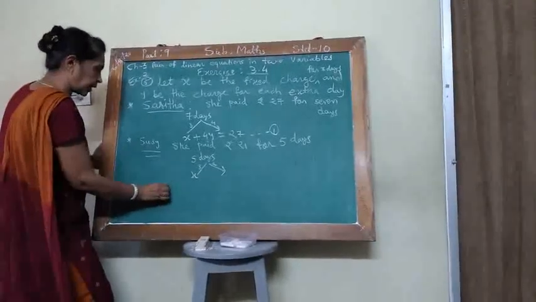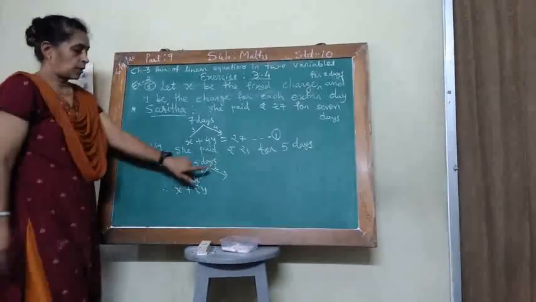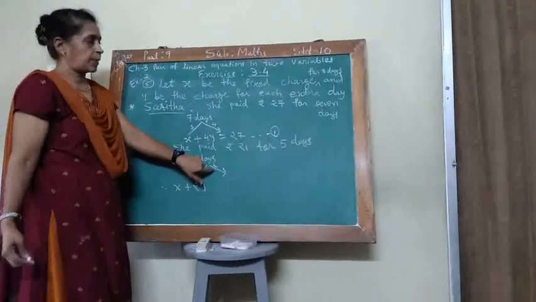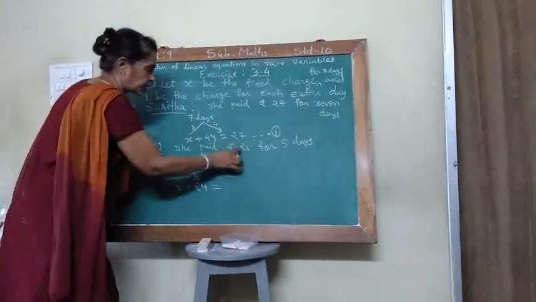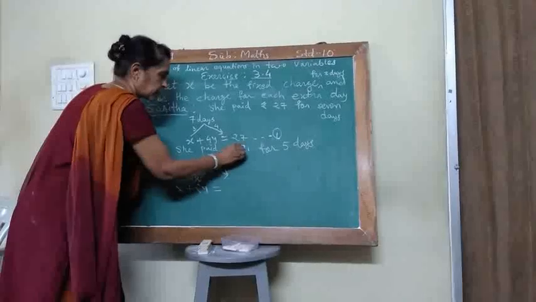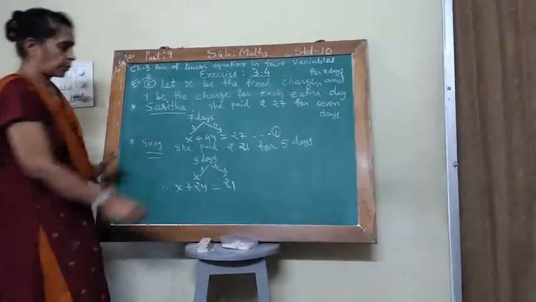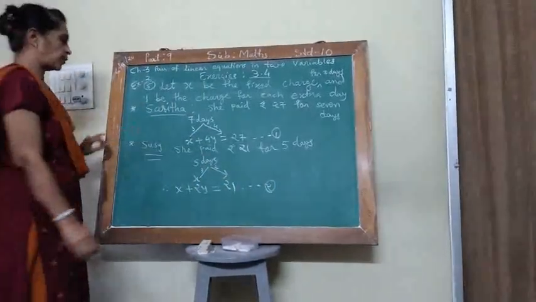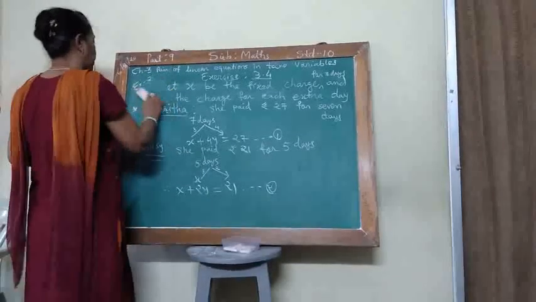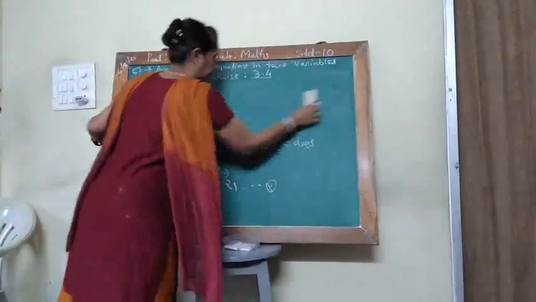So what will be the equation? x plus, for the extra days, there are 2 extra days, so y plus y, 2y, is equal to the total rupees she paid, 21. Okay. So this way I have made 2 equations. And now after this you have to write: solving equations 1 and 2 by elimination method.